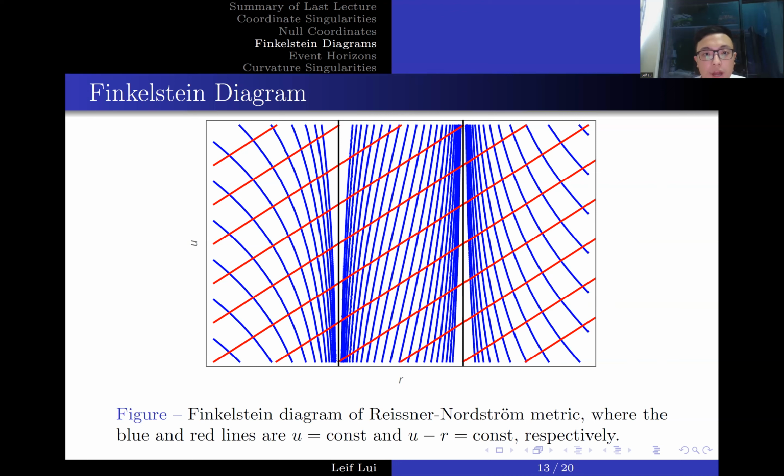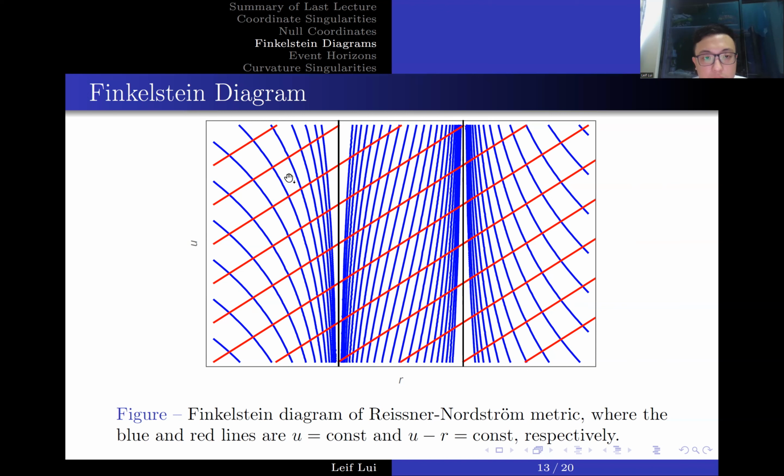And the reason why we call it outgoing null geodesics is because the light cones are pointing out of the black hole. So basically, let me explain what's going on. These lines, the blue lines, correspond to lines of u equals constant. And the red lines correspond to the lines of u minus r equals constant. So a light cone is defined by the intersection between the blue and red lines, so basically a circle. So let's draw a circle like this.